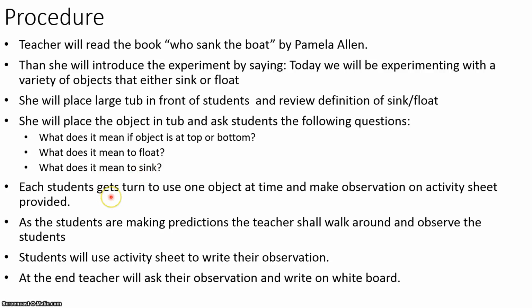Each student gets a turn to use one object at a time and make observations on the activity sheet provided. As the students are making predictions, the teacher shall walk around and observe the students, and if any student is facing any problem, she can help out. Students will use the activity sheet to write their observations once they get the object and try it, and then they have to note down their observation. At the end, the teacher will ask for their observations and write them on the whiteboard in front of the classroom.